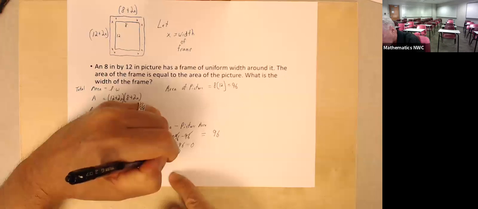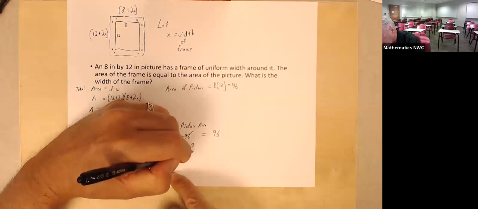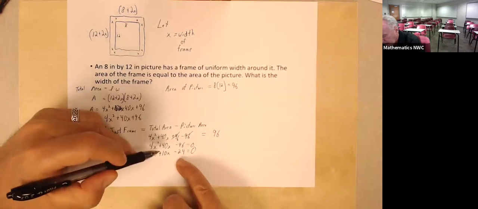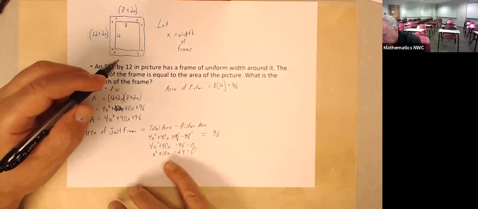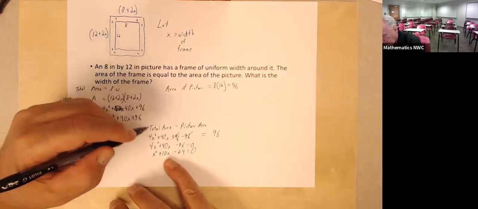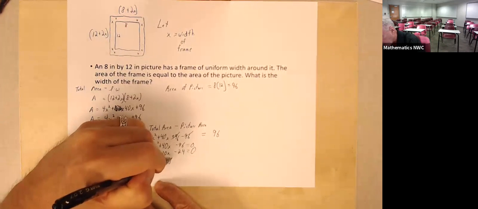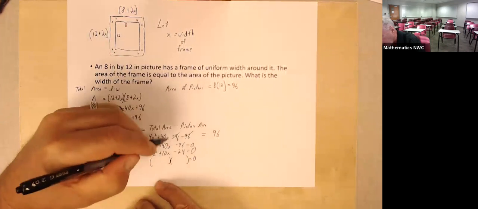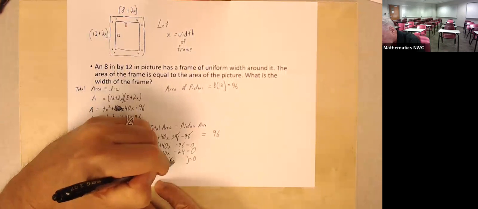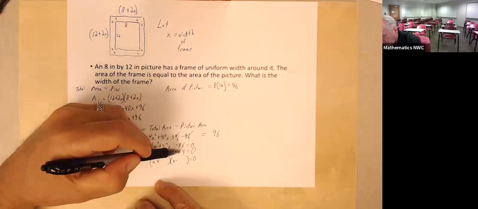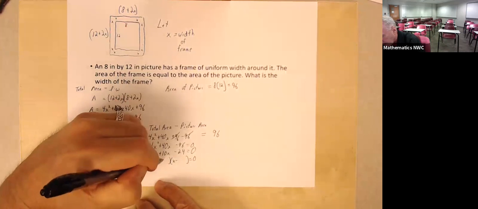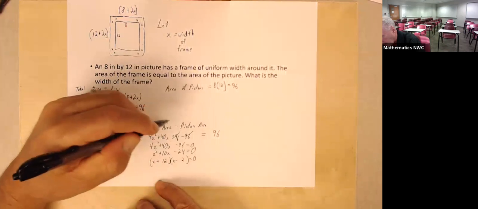96 divided by 4 is 24. 0 divided by 4 is 0. I just made my numbers a lot smaller. Again, I could use the quadratic formula, but I also recognize that it's very easy to factor this one. I need an x plus and an x minus to get a negative 24. Two factors of 24 that have a difference of 10 would be 12 and 2.